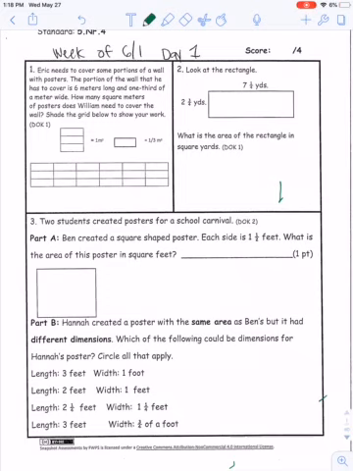We are going to be doing a review for NF4, and this is going to be a lot of work on area. So before we begin, we can write near the top: area equals base times height.